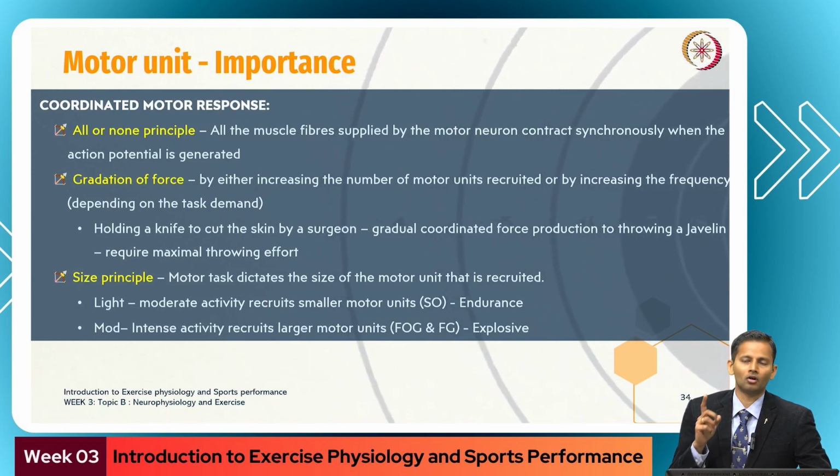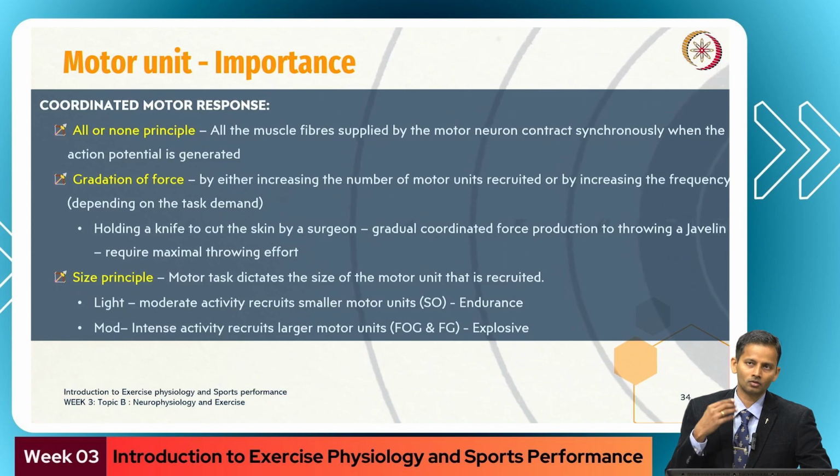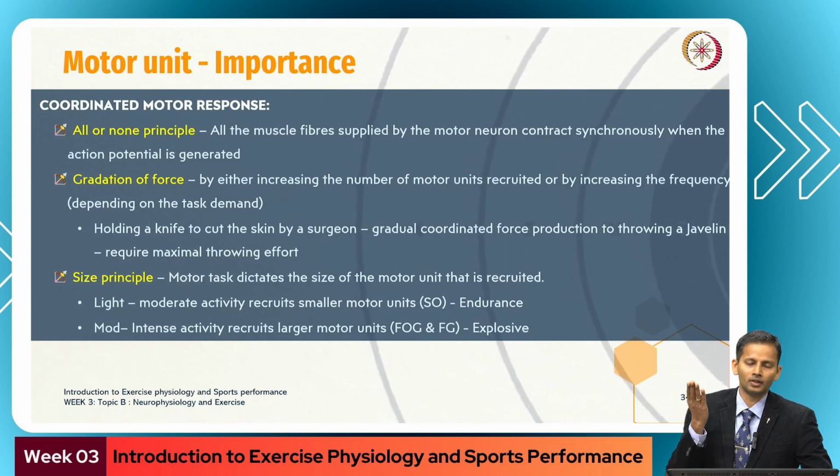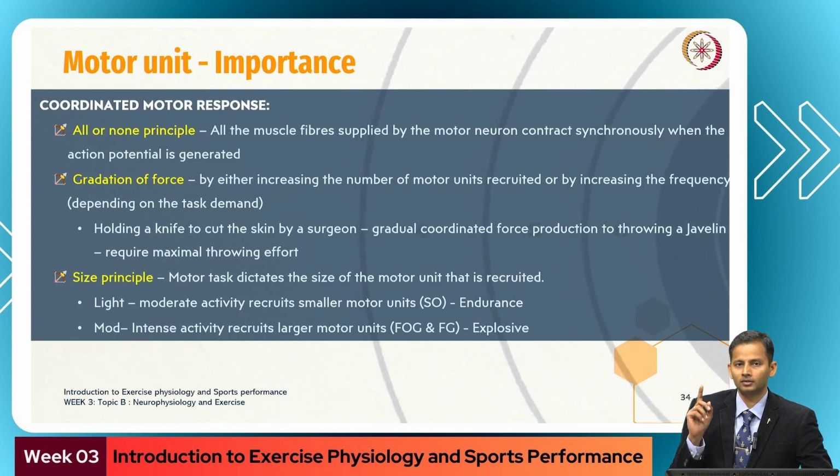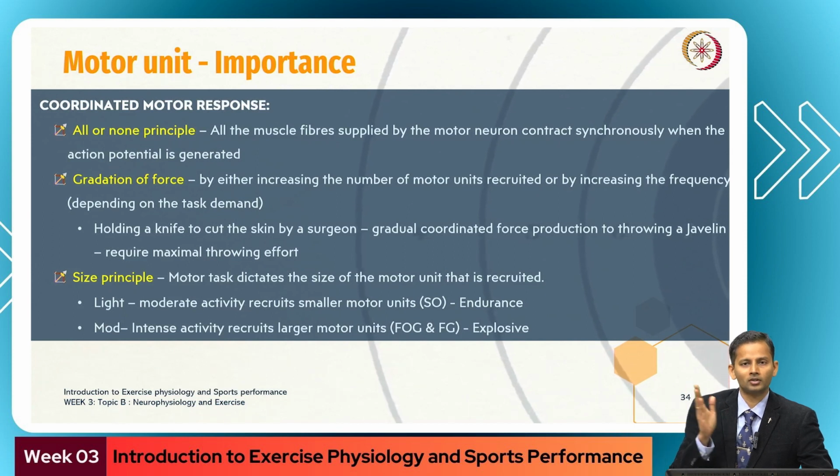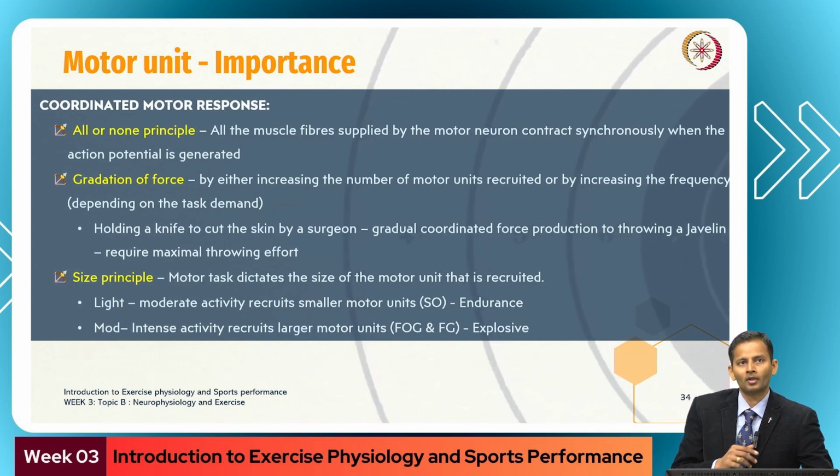Number one is the all or none phenomenon. When a motor unit is triggered or stimulated, it results in collective activation of the entire muscle fibers supplied by that unit, which causes a movement. So either it is all or it is none. That is an important principle.